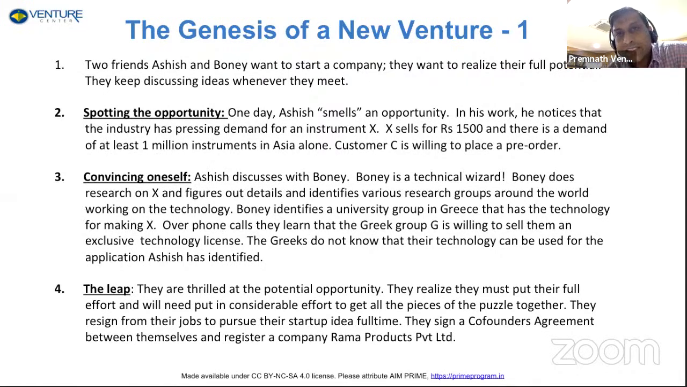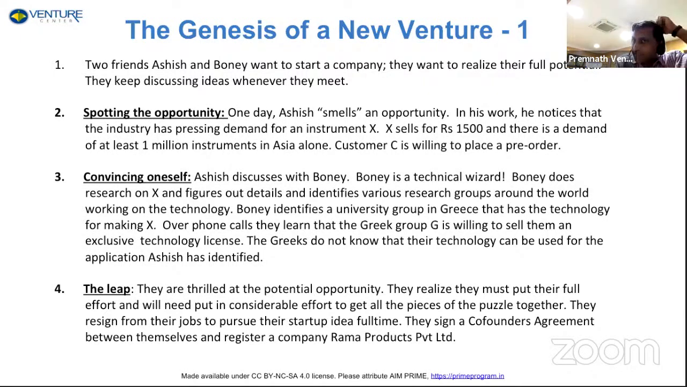One day Ashish smells an opportunity. He spots one, and in his work he notices that the industry has a pressing demand for an instrument X, but the company that he's working for is not interested in this X. They don't consider it a core product for their company, and that X sells at around rupees 1,500, and there's a demand of at least 1 million instruments in Asia alone. There's a customer C he knows, who is willing to place a pre-order. The guy says, I'm willing to give you a pre-order for so many pieces if somebody can deliver this.